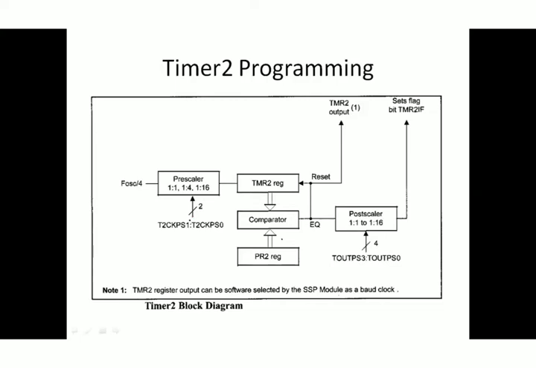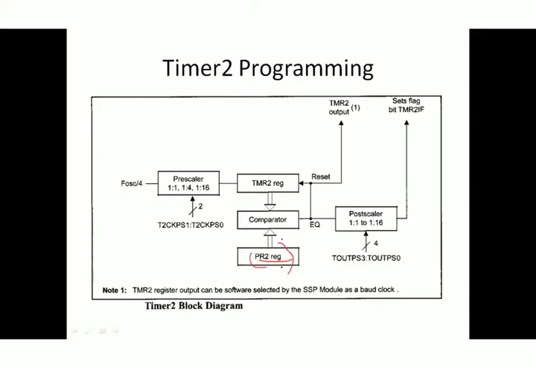So timer 2 is different from the other 3 timers. This is an 8-bit timer. This is also an up counter. It will count from 0 up to a value which is specified in a special register called the PR2 register, that is called the period register 2.